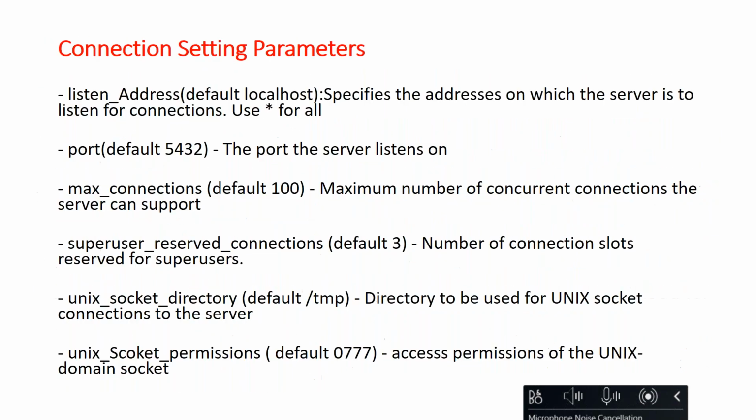So these are the different parameters, like listen_addresses. It specifies the address on which the server is to listen for connections. Use star for all. This is one more restriction in addition to pg_hba.conf. We'll come back to that file as well, after finishing these parameters.